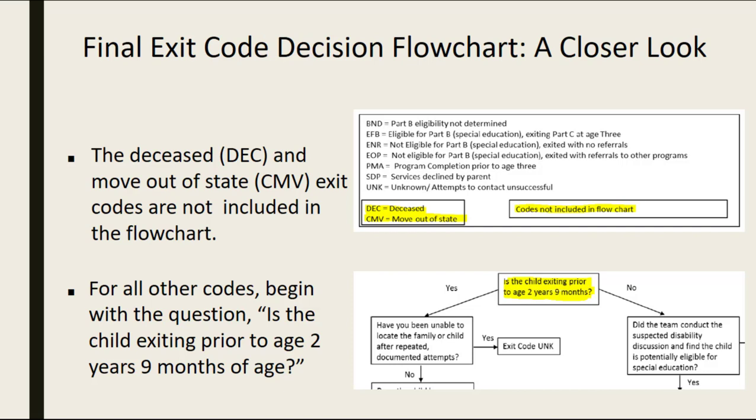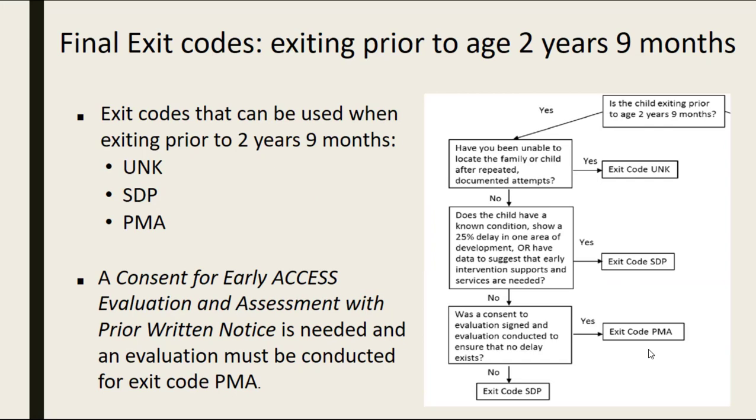To navigate this flowchart, first begin with the question, is this child exiting prior to age 2 years, 9 months? Depending on the age of the child, a transition plan may be required and specific exit codes may be used. On the next few slides, we will walk through the different exit codes that can be used based on child's age at exit as well as other factors.